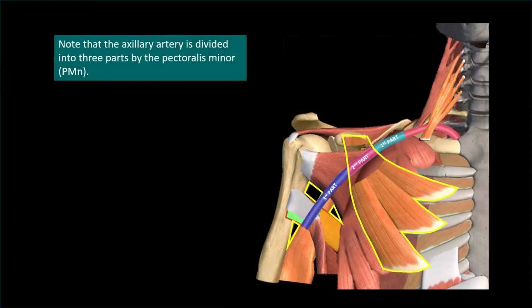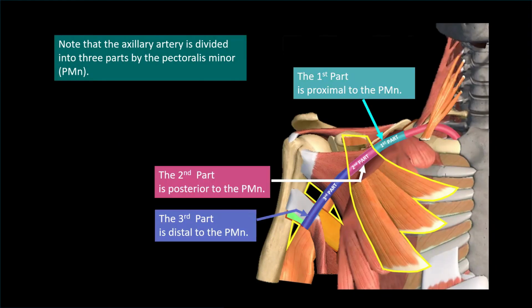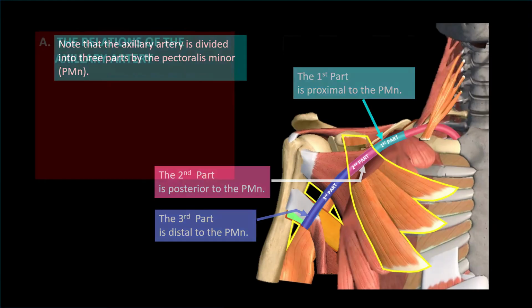Note that the axillary artery is divided into three parts by the pectoralis minor. The first part is proximal to the pectoralis minor. The second part is posterior to the pectoralis minor. And the third part is distal to the pectoralis minor.